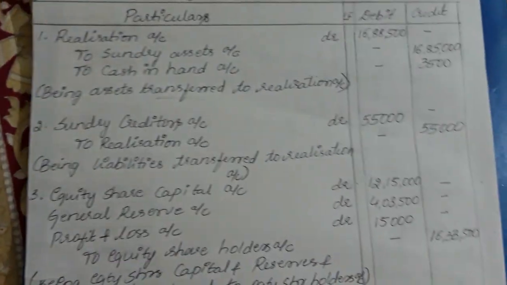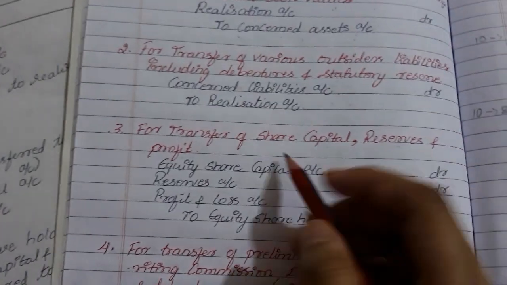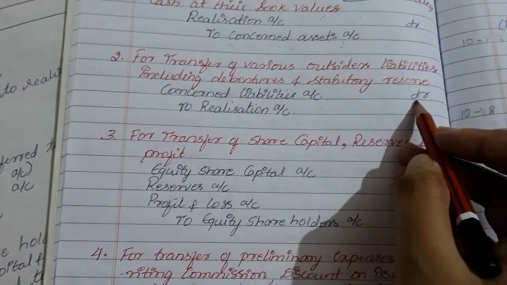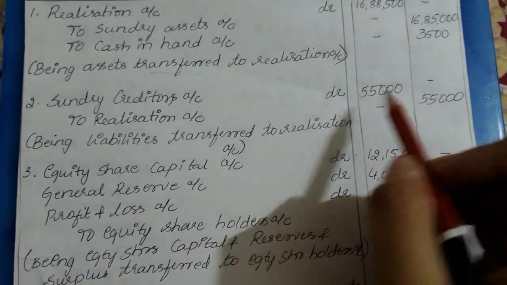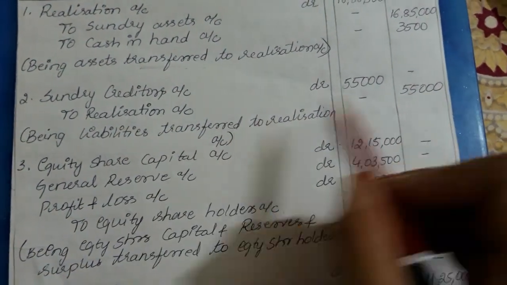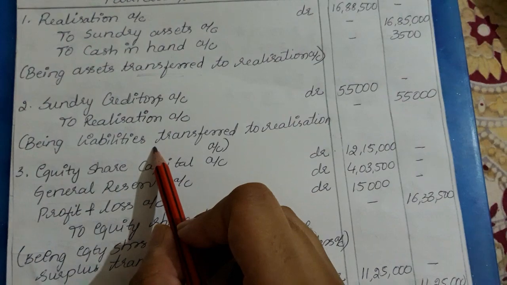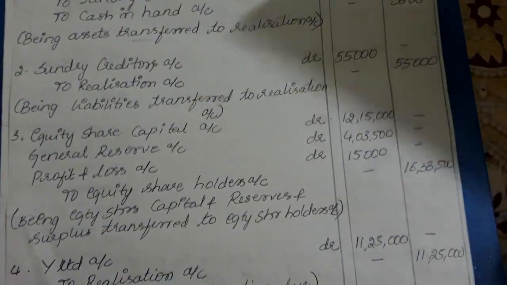What is the entry for transferring the liabilities? The concerned liability account debit to realization account. The concerned liability is only sundry creditors, 55,000, to realization account 55,000. Narration: being liabilities transferred to realization account. Done with the two entries.